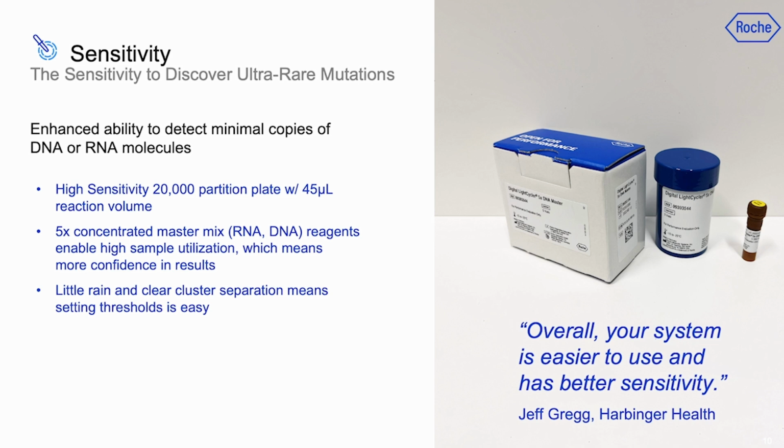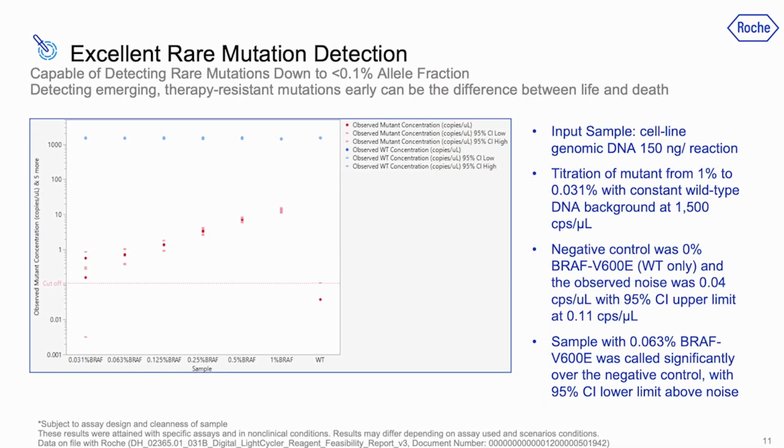I just wanted to walk you through one example, and this is an oncology assay detecting a low-frequency single nucleotide mutation in BRAF. So bear with me here. What's being shown is an input sample of cell line genomic DNA at 150 nanograms per reaction. Here on the x-axis is the titration of a mutant from 1% to about 0.031% with a constant wild-type DNA background at 1,500 copies per microliter.